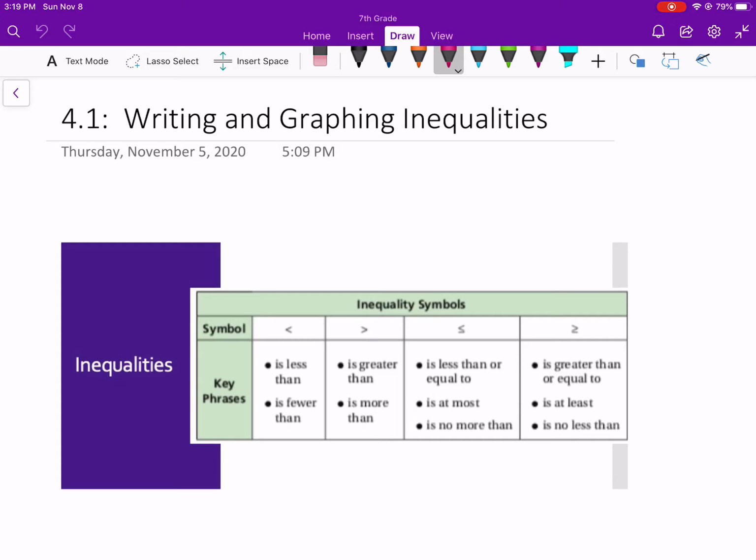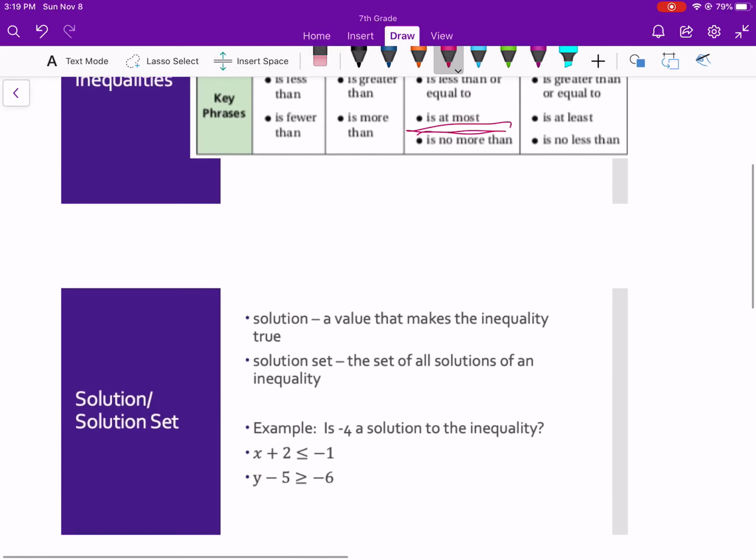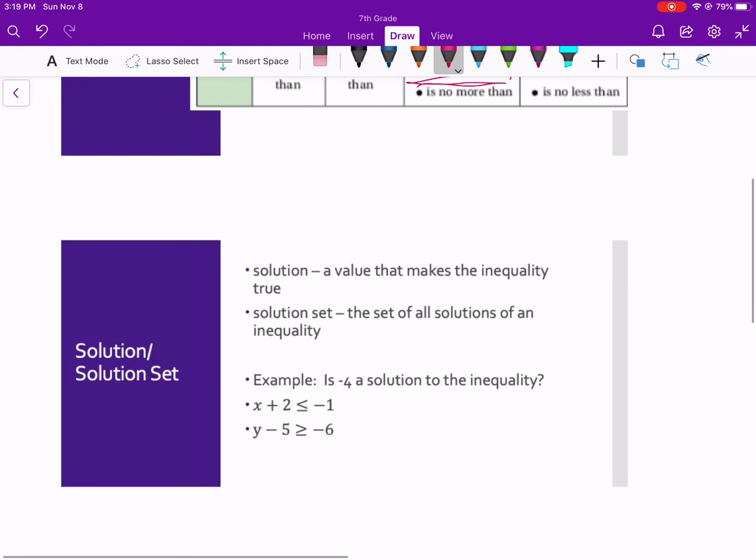These are some key phrases that you can use to identify which symbol you're going to use. So if you saw a word problem that said the cost of a TV is at most $500, we would know to use the less than or equal to because we had "is at most" written in there for us. So a solution is a value that makes the inequality true, and a solution set is the set of all solutions. So let's figure out how we can test solutions.